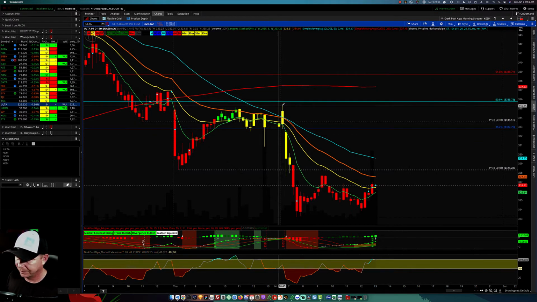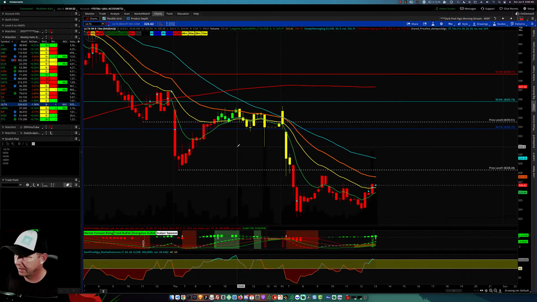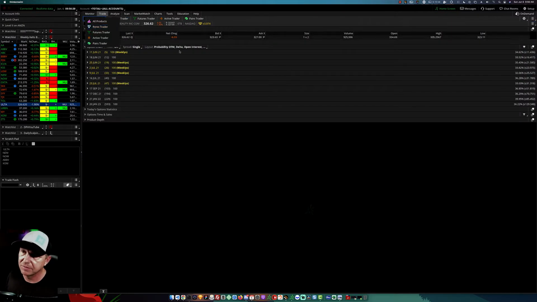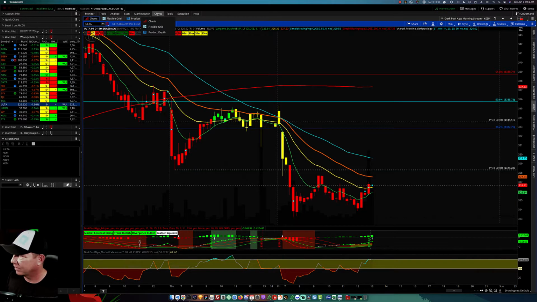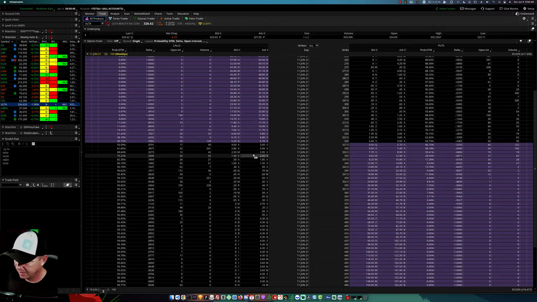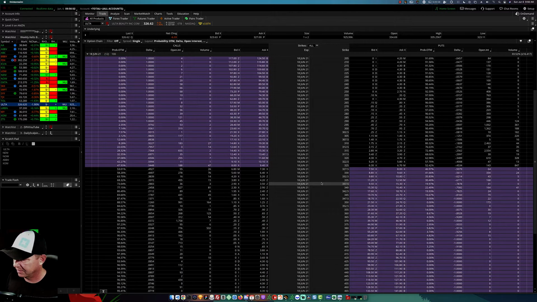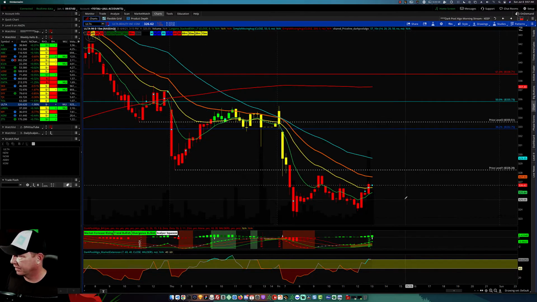So if we were to look at previous levels, looking at the options chain for this week's 340s, not a ton of open interest on those. That puts us up here. 335s have got a massive gap in them. Let me go out to the 18th. There's a ton of open interest at 370. All right, $10 a day.